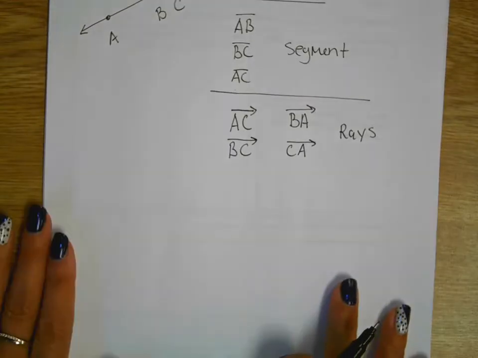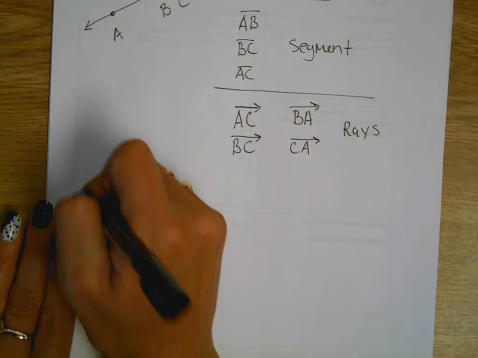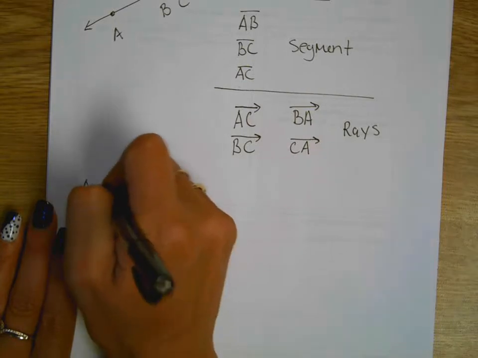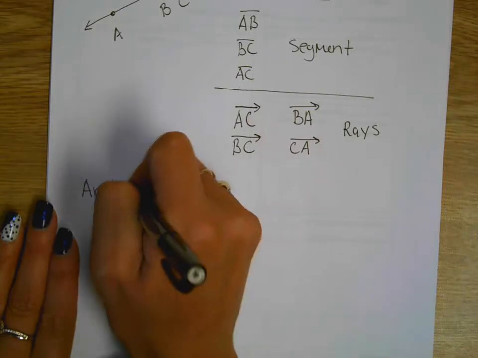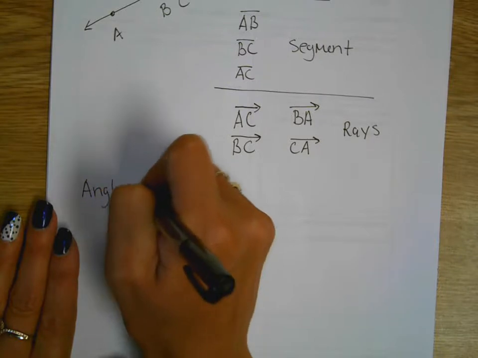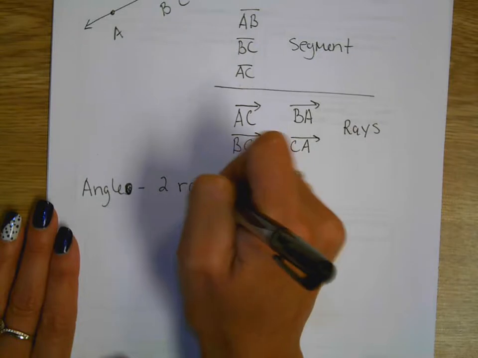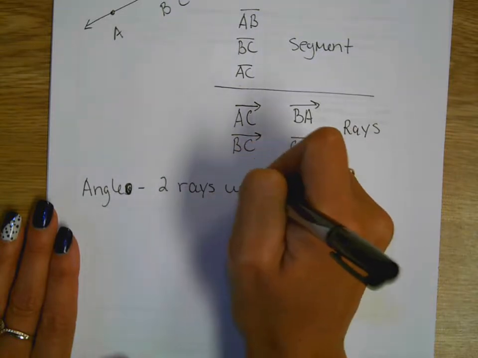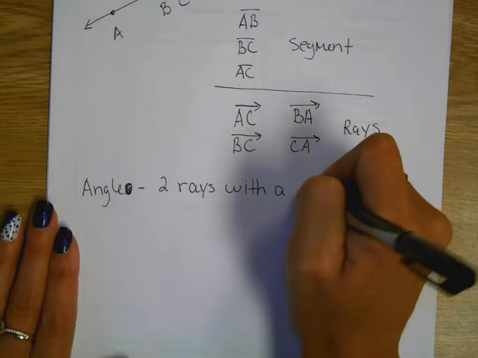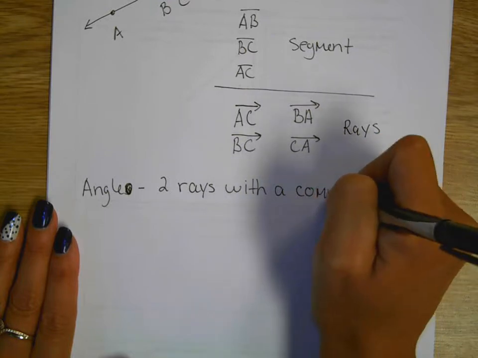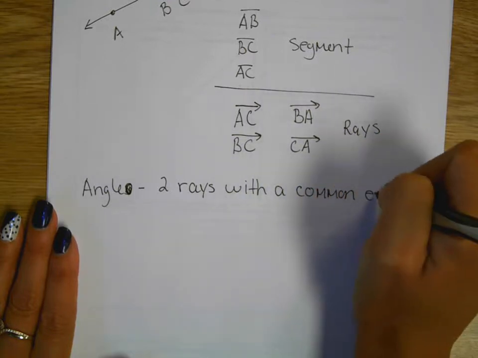All right, we are moving into angles. And you're familiar with angles. You measured them in geometry with your little protractor. An angle is made up of 2 rays with a common endpoint.